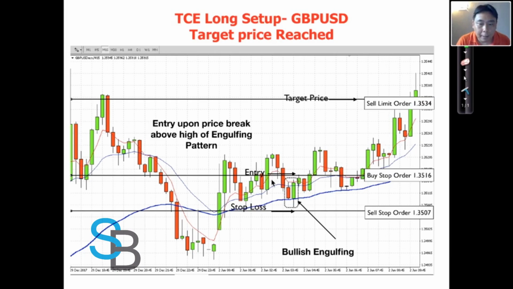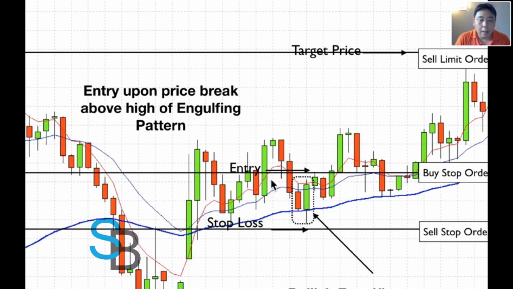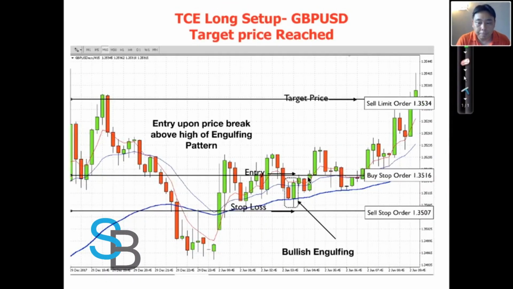So for example, let's imagine that by the time you saw the trade, the price was already here. Okay, let's imagine the price has already gone here. It's already moved up. Okay, so in that case, what do you do? Instead of a buy stop order, you use a buy limit order. Okay, so you place a buy limit order at similarly 3516.